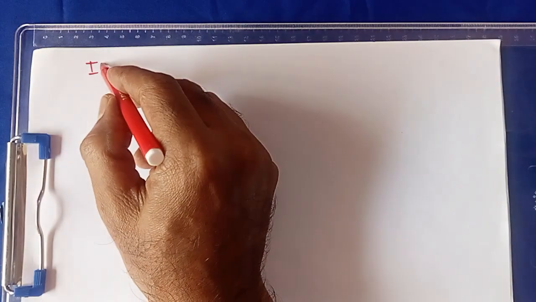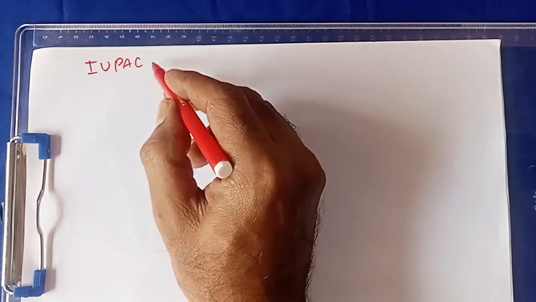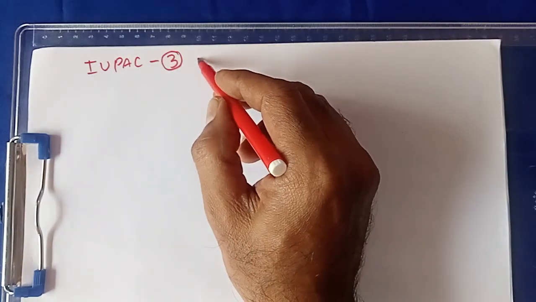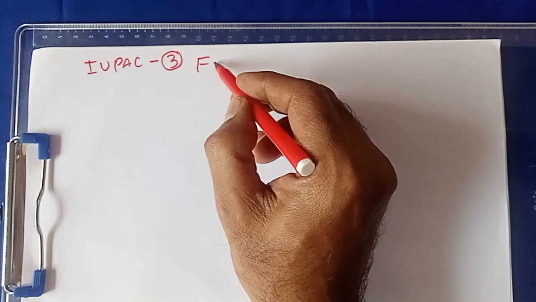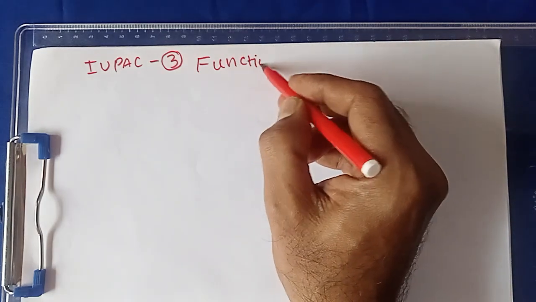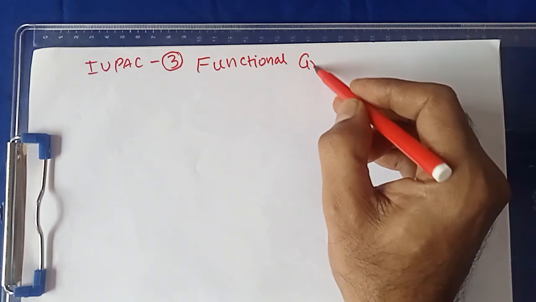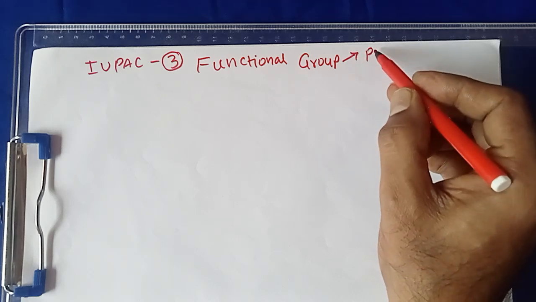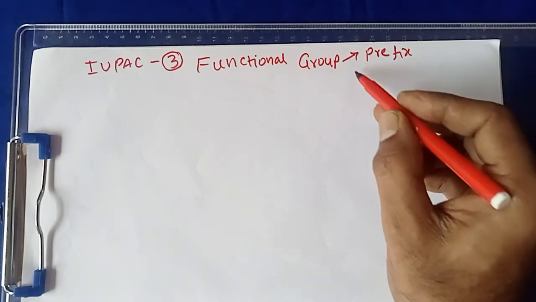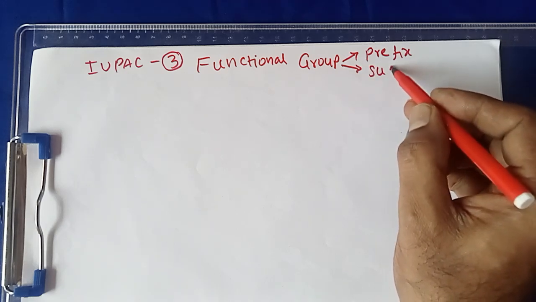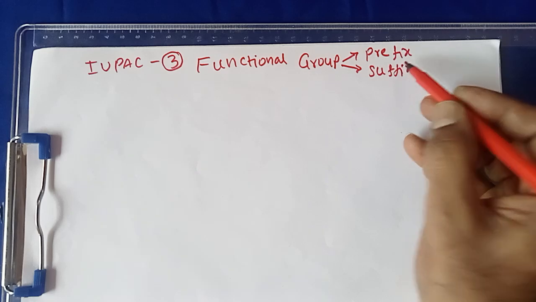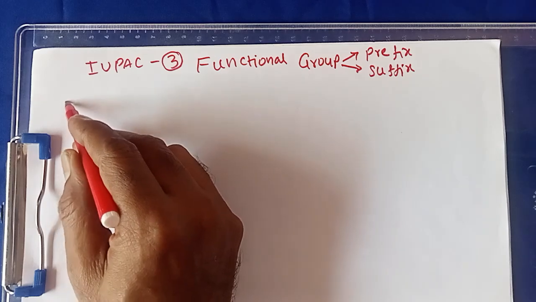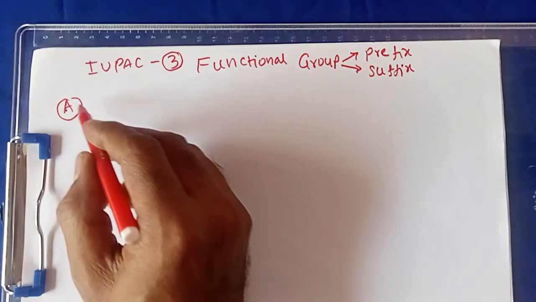IUPAC class number 3. In this video, functional group. For this only prefix, functional group, and what is the suffix? Both prefix and suffix. First one, number 1. For example, classifying.